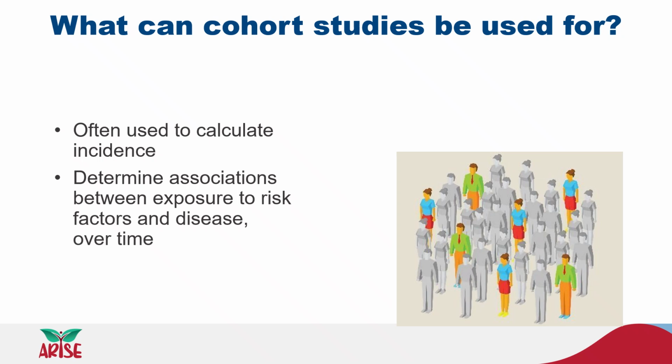Second, cohort studies are used to determine associations between the exposure to risk factors and disease over time. While cohort studies can provide strong evidence of an association between an exposure and an outcome, they are generally not sufficient on their own to establish causation.